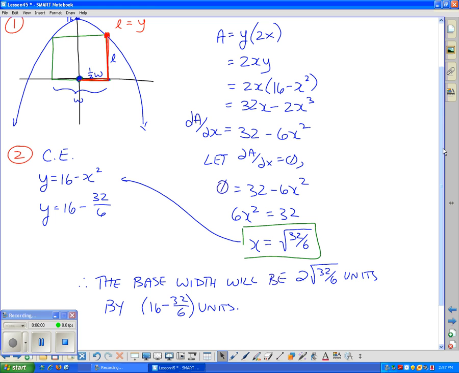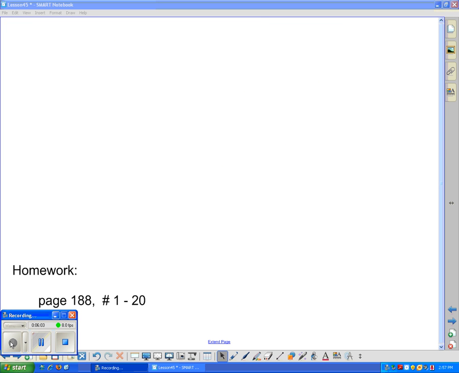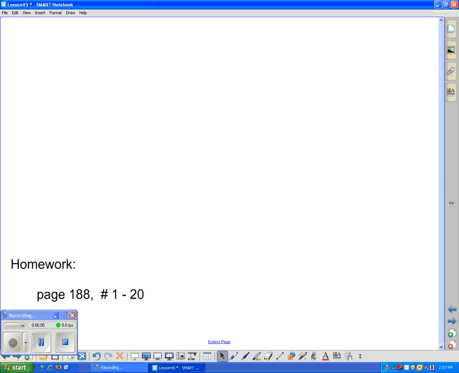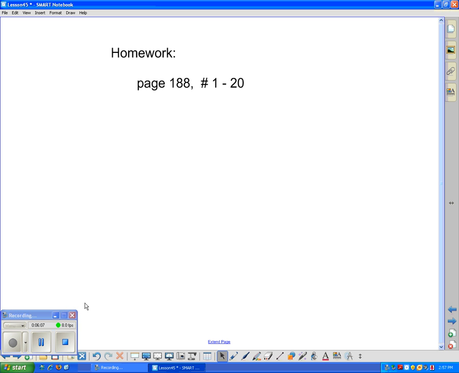All right, on to the next one. And just before I go to that next example, you're now able to do the textbook work on page 188. So as we go through, like I said, you don't have to watch all the videos at once. You're able to watch them piecemeal and keep up with the work.